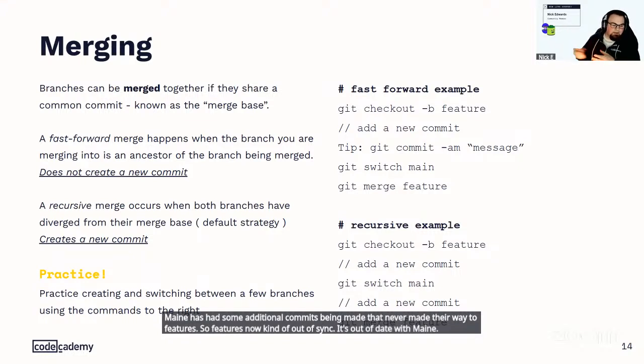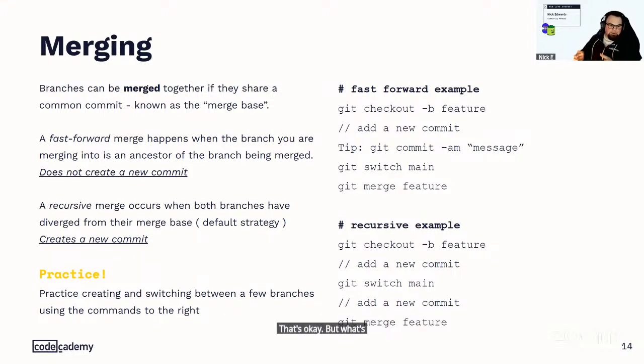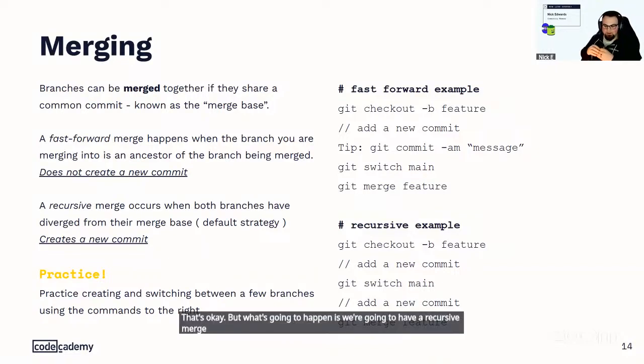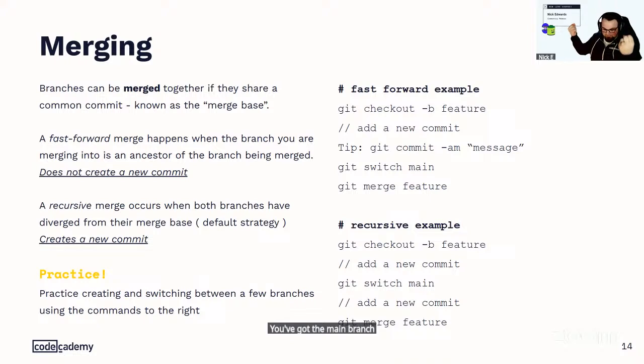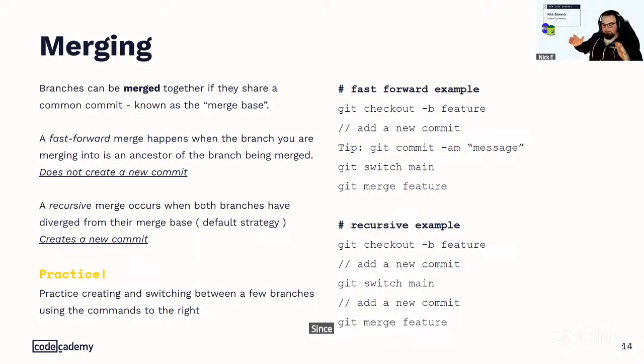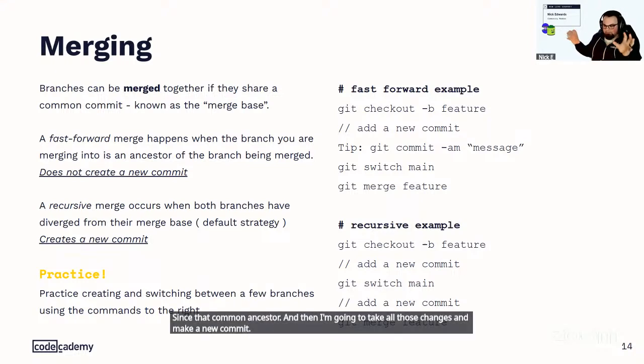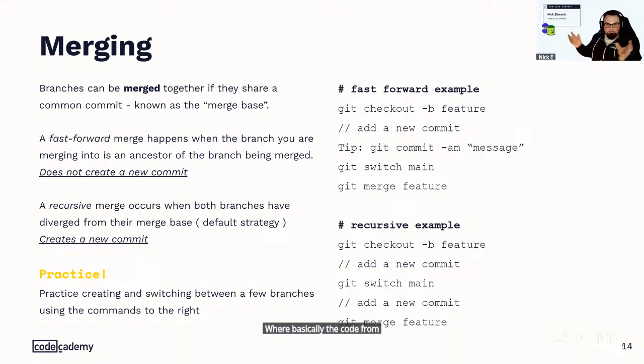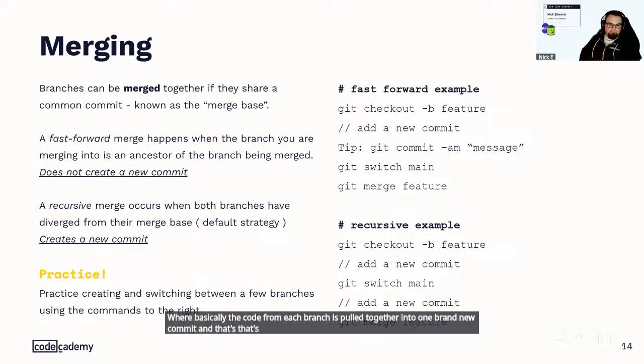That's okay. But what's going to happen is we're going to have a recursive merge here where it's going to say, okay, you've got the main branch, you've got the feature branch. They have different timelines. I need to find the common ancestor. I need to find all the changes that have occurred since that common ancestor. And then I'm going to take all those changes and make a new commit where basically the code from each branch is pulled together into one brand new commit, and that's added to the timeline on the branch that we're merging to.